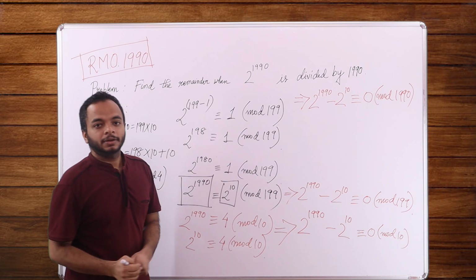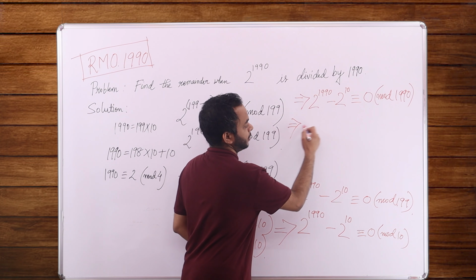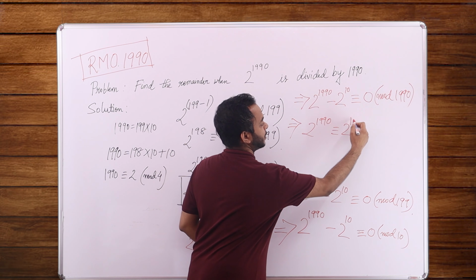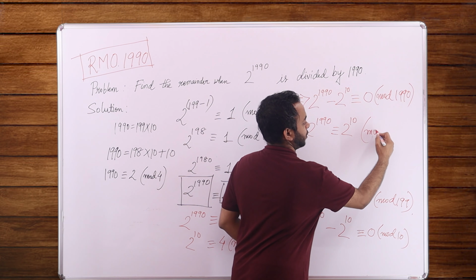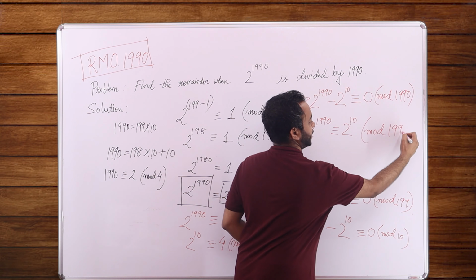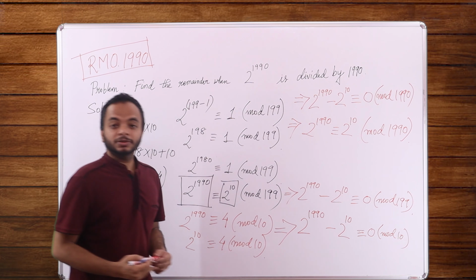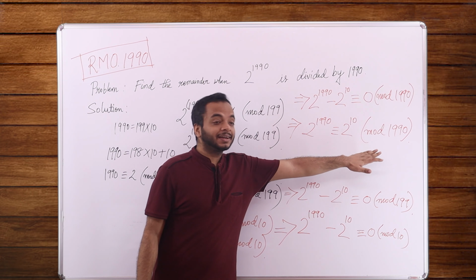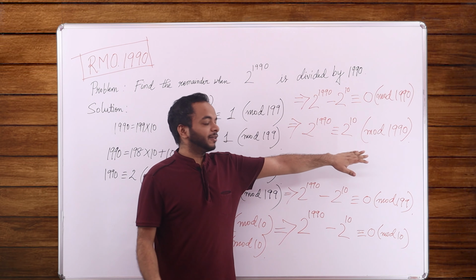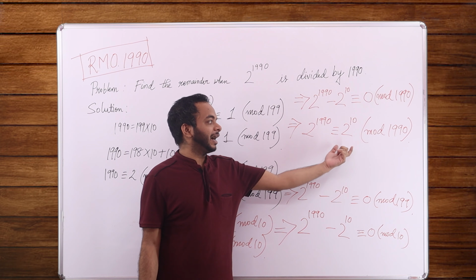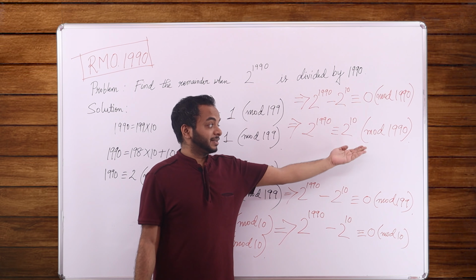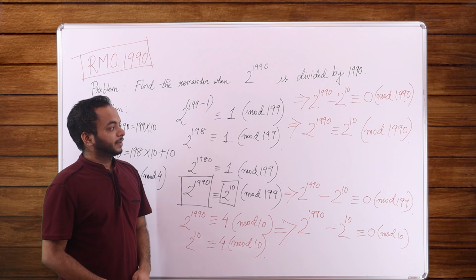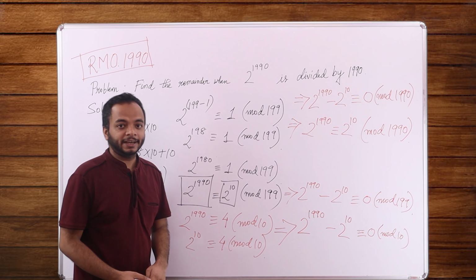1990. And so from here it implies that 2 to the power 1990 is congruent to 2 to the power 10 modulo 1990. Now you see that 2 to the power 10 is 1024, which is lesser than 1990. So we don't have to further calculate the remainder. We have got a number which is lesser than 1990, and so that's the remainder. And that's the solution. Thank you for watching.